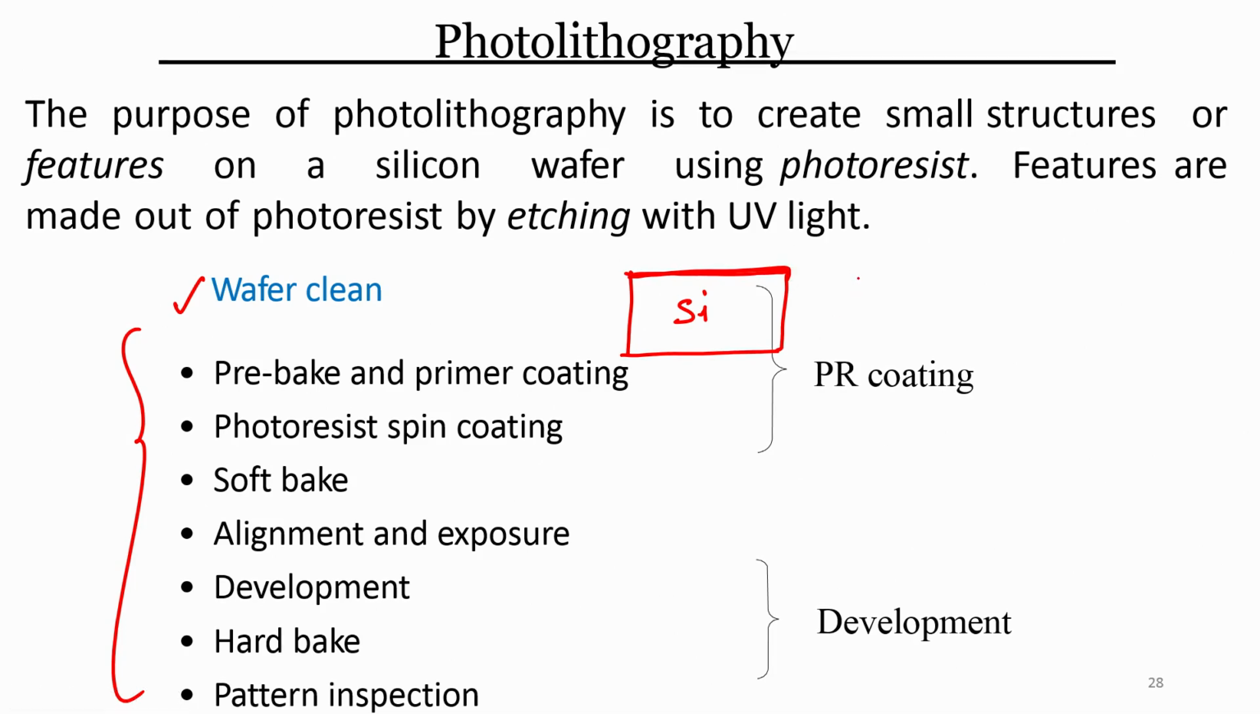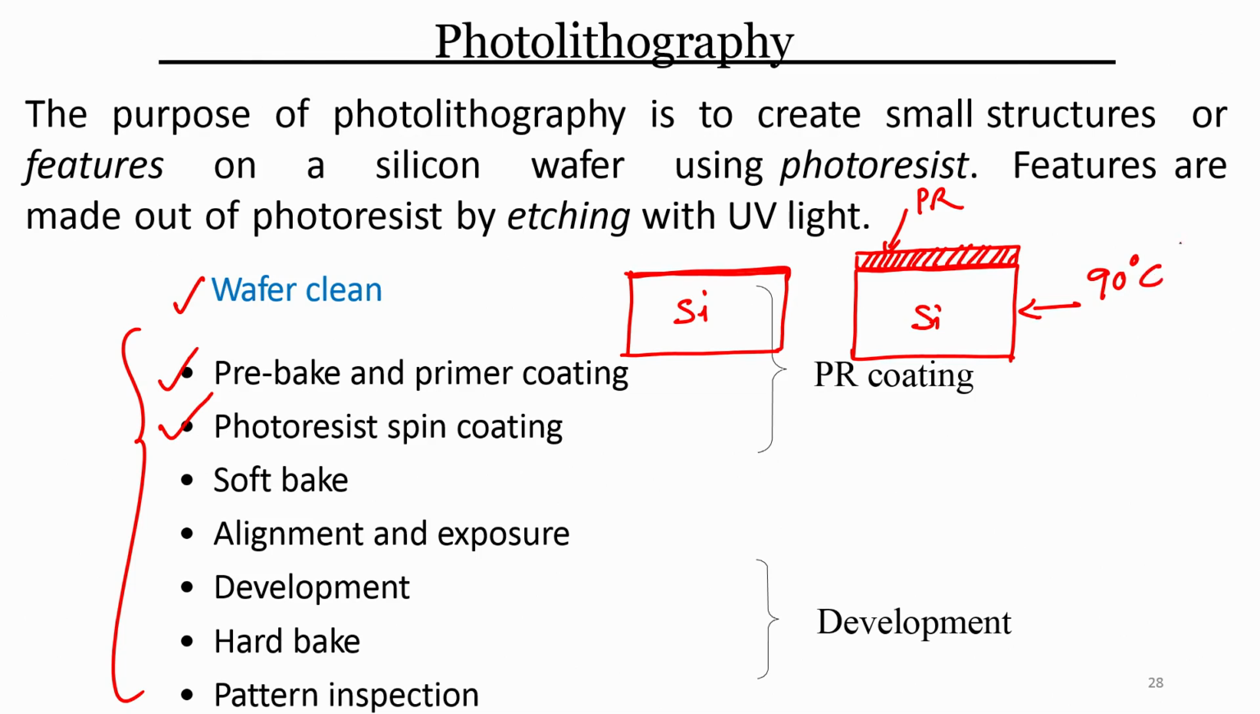After primer coating, next step is photoresist spin coating. Let us say this is a photoresist. This pattern that I am drawing is your photoresist. So, pre-bake is done, primer coating is done, then photoresist spin coating is done. What is the next step? Next step is I will heat this wafer, which is called soft bake, at 90 degree centigrade for 1 minute on hot plate. So, soft bake is done.